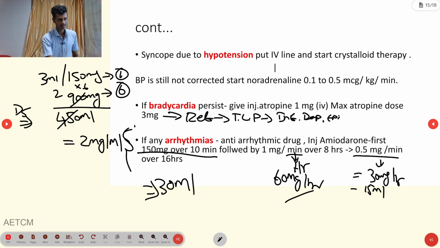Each ml contains 2 mg, but here we want 60 mg per hour. The calculation given is 1 mg per minute, so you have to convert it into hours: 60 minutes is 1 hour, so 60 mg we need. 0.5 mg per minute means 30 mg per hour, that is the desired dose. Each ml contains 2 mg, but we want 60 mg, so you can administer 30 ml, 30 times 2 is 60 mg. If you divide it in half, 15 ml is equal to 30 mg.